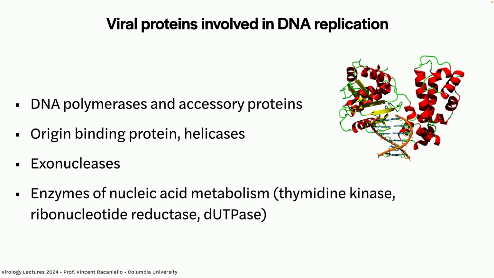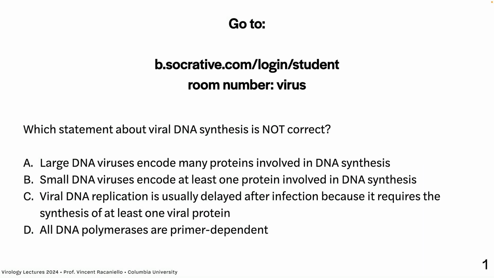There are helicases. They unwind the DNA. There are exonucleases. If the polymerase makes a mistake, and all polymerases do, the exonuclease will cut out the wrong base and it can be fixed. And then, of course, the enzymes of nucleic acid metabolism that make the monophosphate precursors, like thymidine kinase, ribonucleotide reductase, dUTPase, etc. Those are all necessary for DNA replication. So, a rather complicated process.